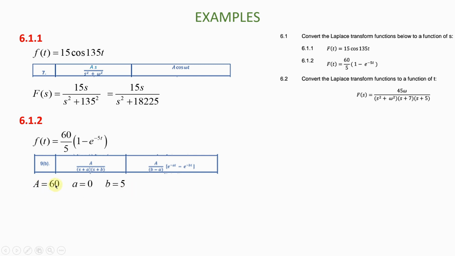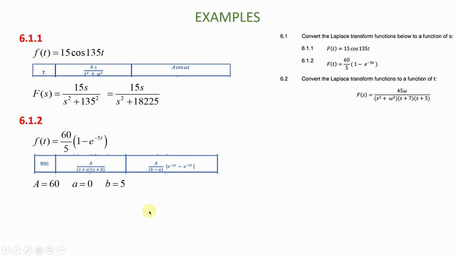Capital A is 60, small a is 0, and small b is 5. Once you have these, then writing the Laplace transform in the S domain, you will just take this expression here and replace the constants by their value.